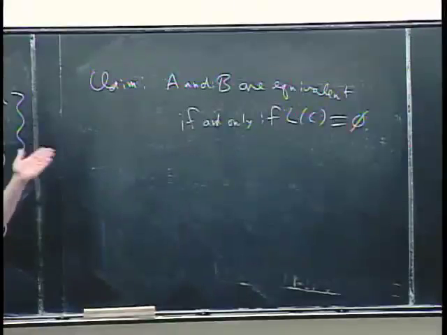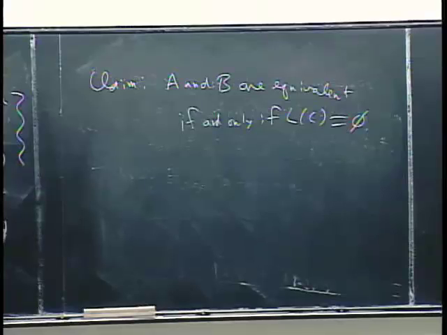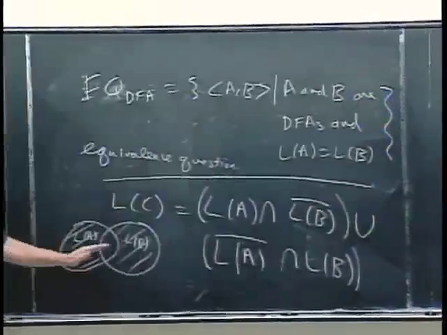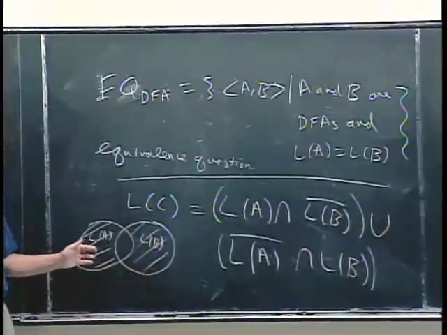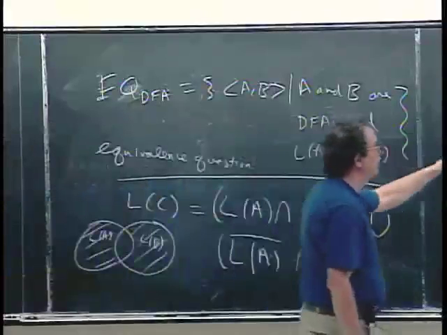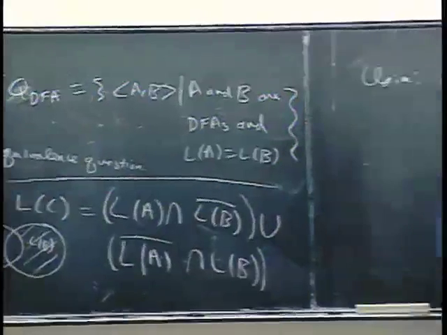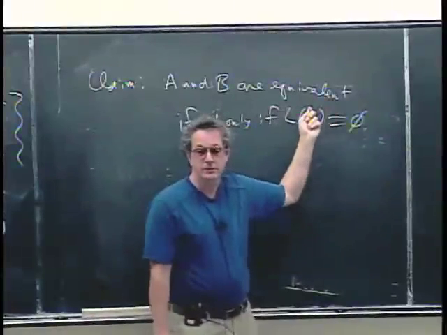Okay? A and B are equivalent. Well, what does equivalent mean? It means that everything that's in L(A) is in L(B), and everything that's in L(B) is in L(A). It means that these two should be identical. L(A) and L(B) should be the same circle, so there should be nothing that's accepted by A but not by B, and nothing that's accepted by B but not by A. So A and B are equivalent if and only if L(C) is empty. This is the critical observation.